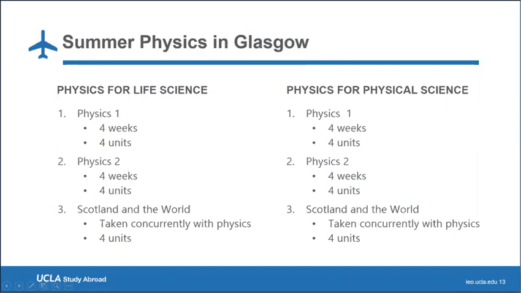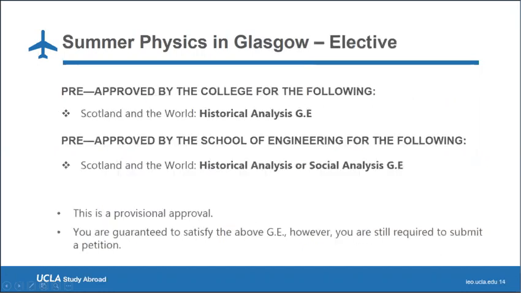UC units. And it's the same structure for both the life science and the physical science. The key difference is the physics course that you will be taking. The Glasgow elective has also been pre-approved.